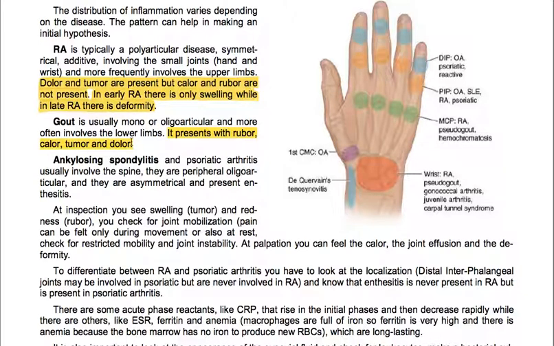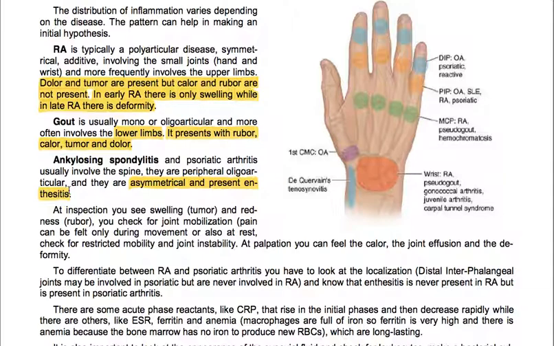Ankylosing spondylitis and psoriatic arthritis usually affect the spine. They are peripheral oligoarticular and they are asymmetrical and present enthesitis. At inspection, you see swelling, tumor, and redness, rubor. You check for joint mobilization. Pain can be felt only during movement or also at rest. Check for restricted mobility and joint instability. To palpation, you can feel the calor, the joint effusion, and the deformity.